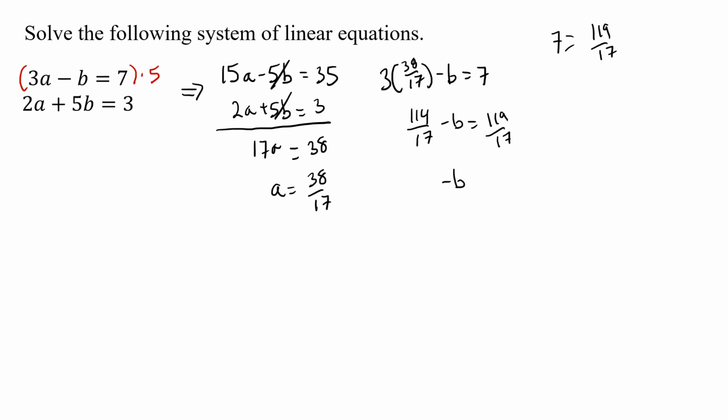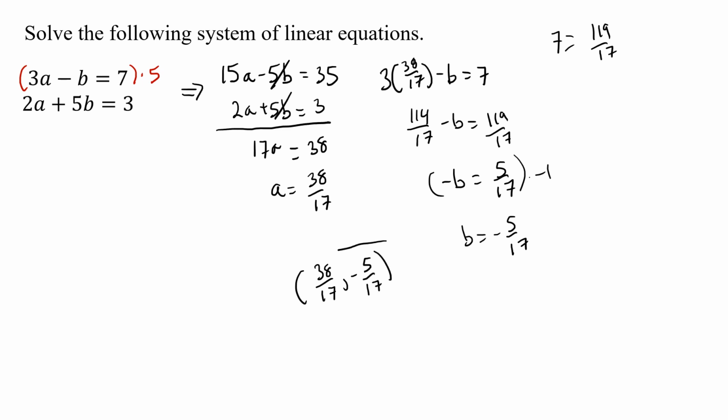So 119 minus 114 is 5. And then I need the b to be plus, so multiply everything by a negative 1. And b gives me negative 5 over 17. And so my answer is, alphabetically, a, comma, b. And there is my solution.